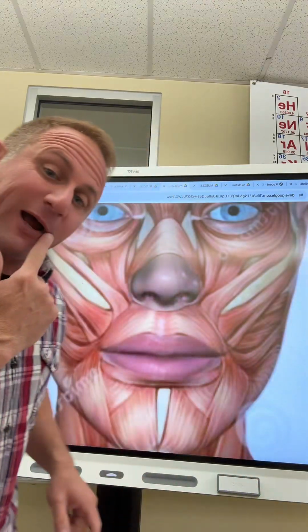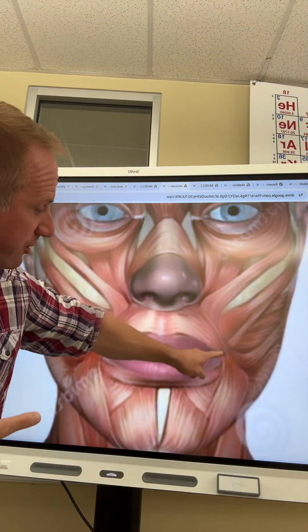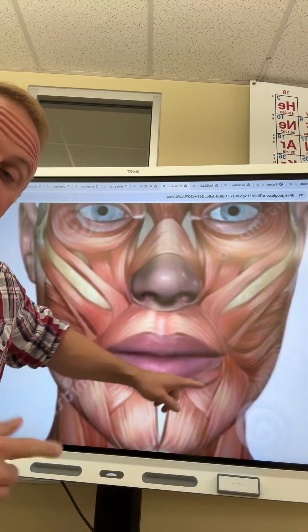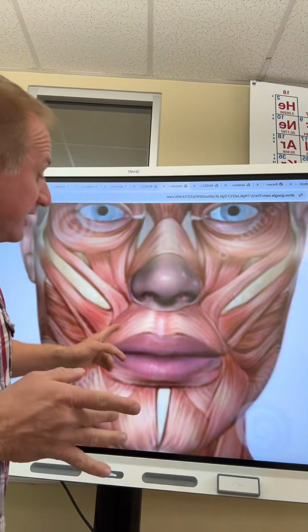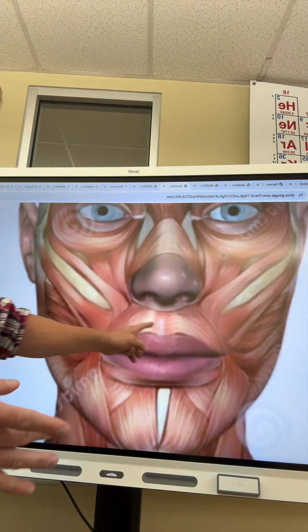And so one of those muscles that we have is muscles that go around the lips. And you can see this round muscle that goes around the lips. You could say this muscle orbits the lips. And it's called the orbicularis. Orbicularis orbits. And then oral means mouth. So this is the orbicularis oris.